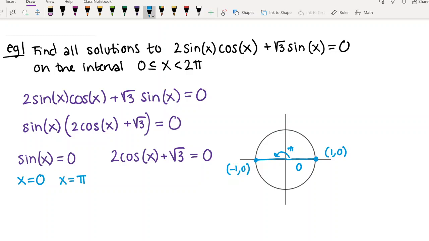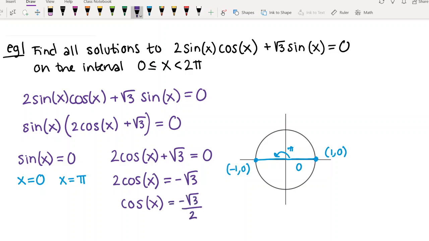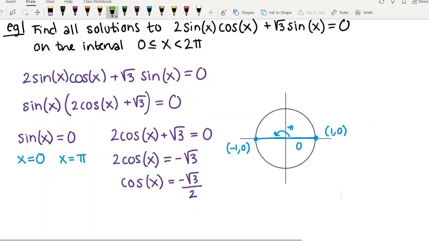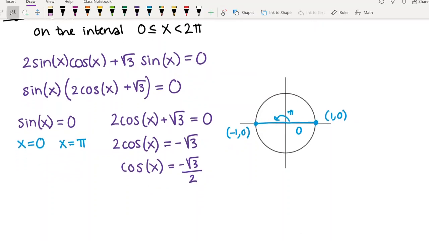So what about this next part? Well, for this one, there's a little bit more that we have to do. We don't yet have the cosine part isolated, so we want to do that. So we have 2 times cosine of x is equal to negative square root of 3. And then if we divide both sides by 2, we get cosine of x is equal to negative square root of 3 over 2. So we're going to be looking for angles where the x-coordinate is negative square root of 3 over 2.